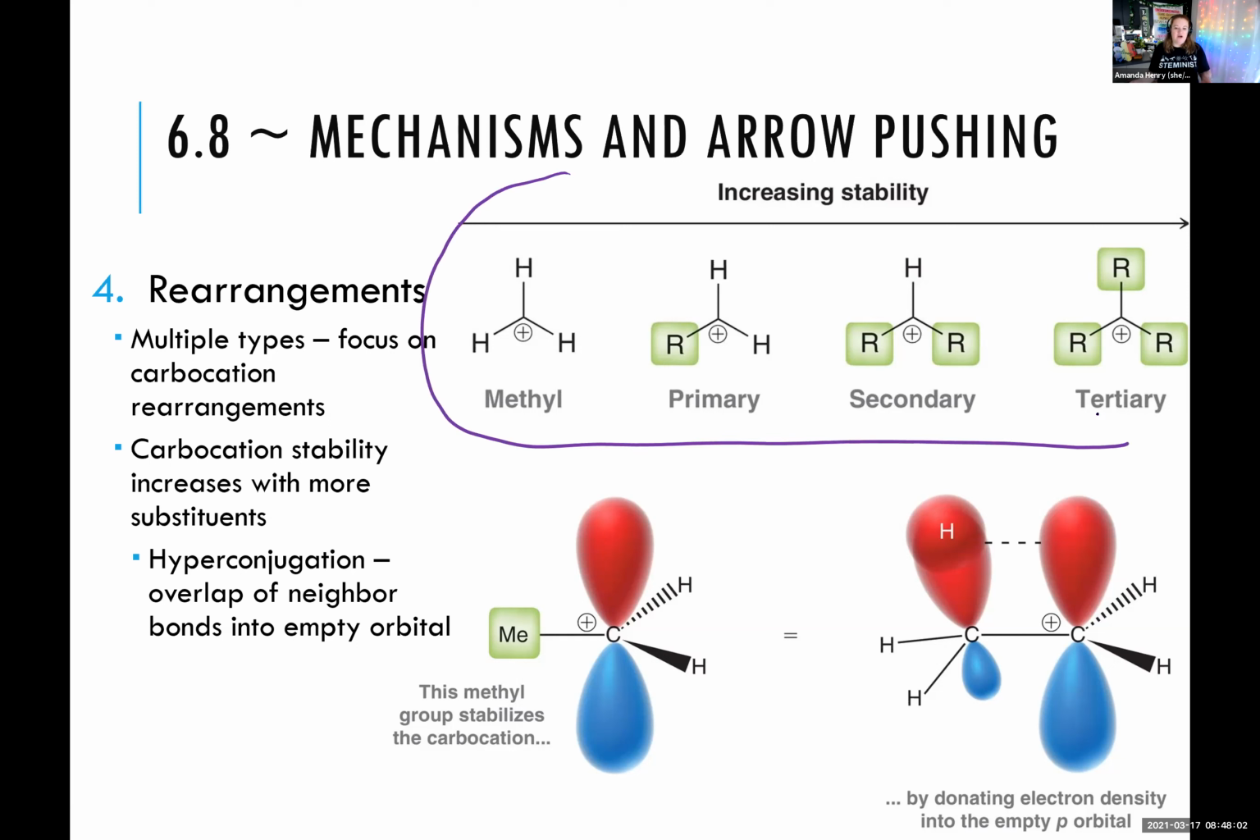So this is looking at carbocation stability. When there's more carbons attached to that positively charged carbon, it's going to make it more stable. Down here is showing us why. So this does play into this 4th type of mechanism, just so you know. The goal of this 4th mechanism type is to create a more stable carbocation.